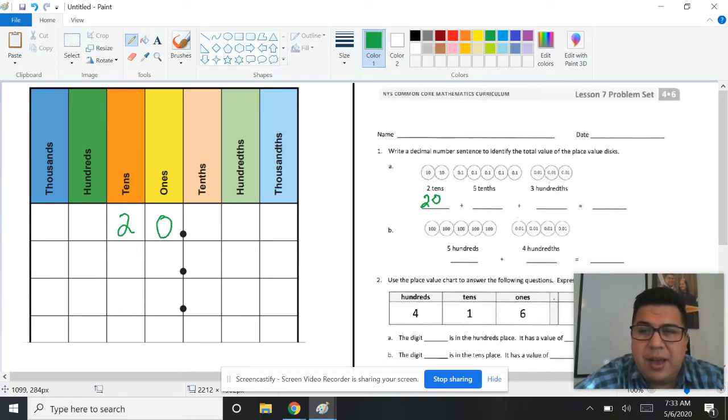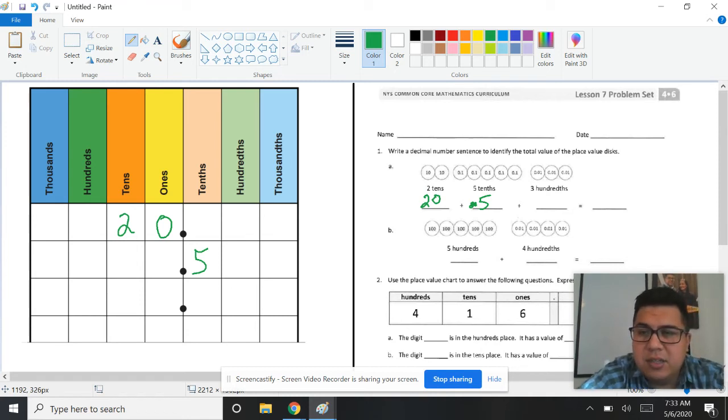Now, if we were to put 5 tenths, where would we put 5 tenths on this place value chart? Is tenths a fraction or a whole number? Nice, yeah, it's a fraction, so it's going to go on the right side where it says tenths. So we put 5 there. And we know that 5 tenths, if we look at this decimal, it's 0.5. So on here we can put 0.5, okay?